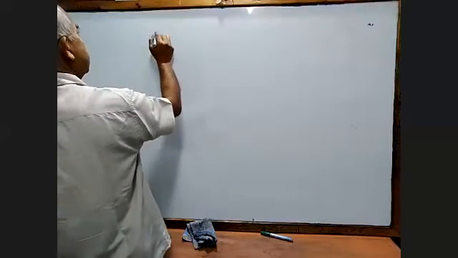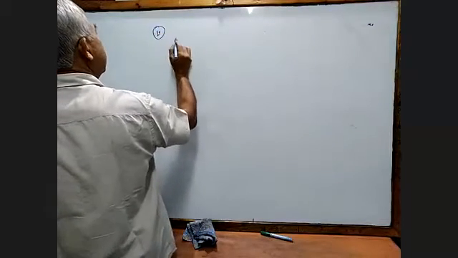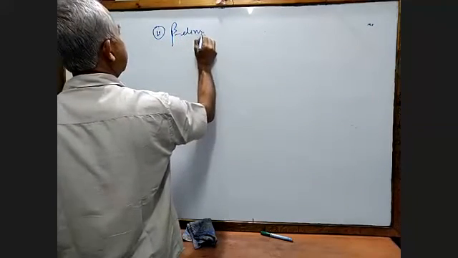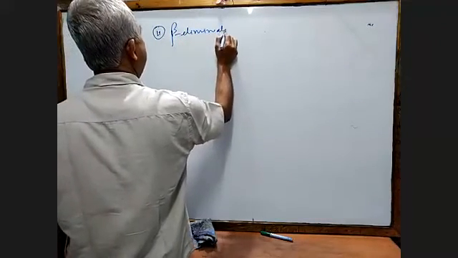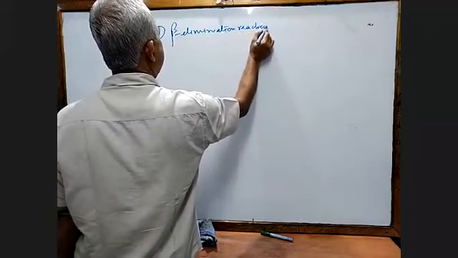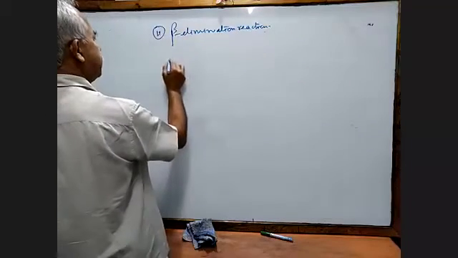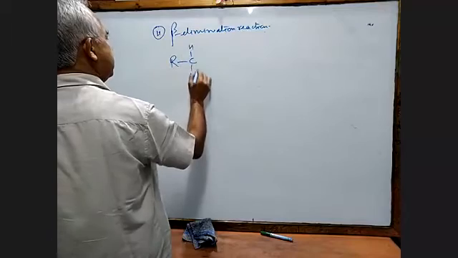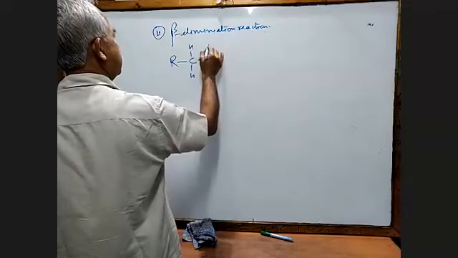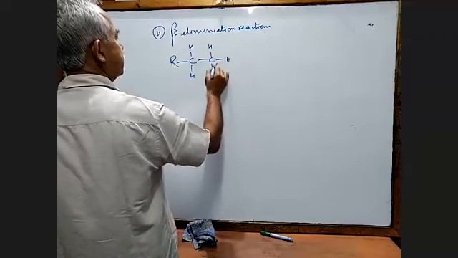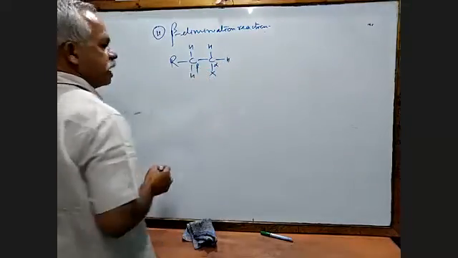Okay. Now I go for the second type of reaction. We call it beta elimination reaction. Beta elimination reaction. What can I see here? This is alpha and this is beta.